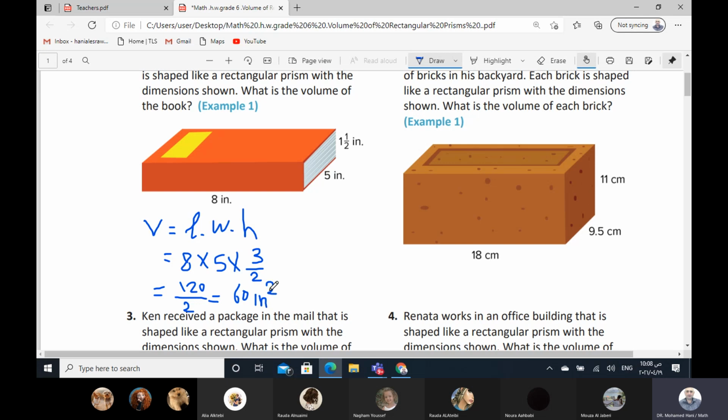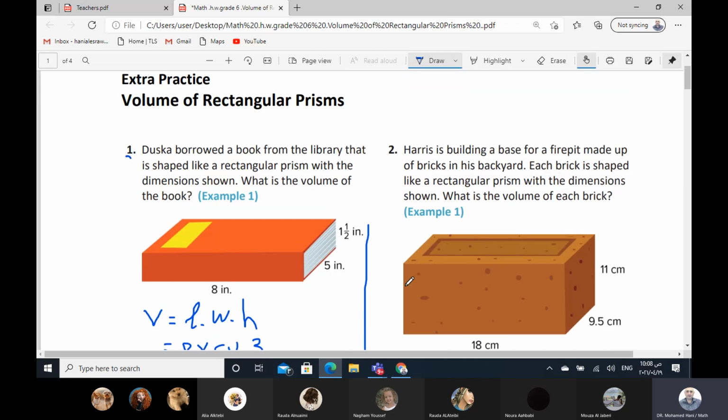Is it correct here, squared? Or what is the right unit here? Cubic. Cubic. Great. So inch cubic. Great. Who has any question here? Okay. Who can read exercise number 2?